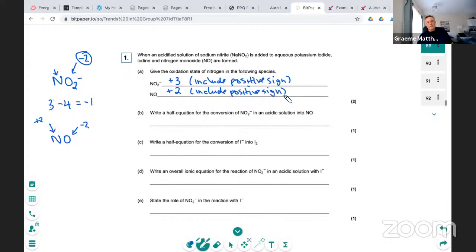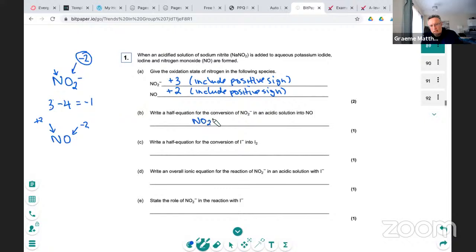All right, so here we are then down here. Write a half equation for the conversion of nitrite, NO2 minus, in acidic solution into NO. Chemists, what they've done is set it up for you. The way that I teach is we do the easy questions and then we do the A-star questions, because this is where all the points are. On the exam, they've chunked it down for you step by step, which is nice.